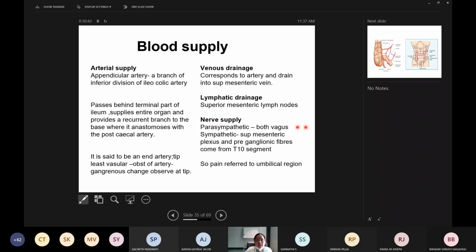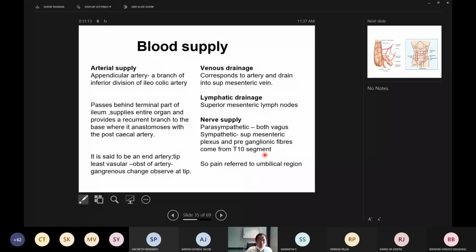Nerve supply, this is very important, you have to remember. Parasympathetic supply is by the vagus nerves, sympathetic is via the superior mesenteric plexus, and from where do the preganglionic fibers come? The preganglionic fibers come from the T10 segment of the spinal cord. What does the T10 segment also supply? Anyone remember? The T10 segment supplies the umbilicus. Yes, very good. So both somatic and visceral sensations are carried through the T10 segment.